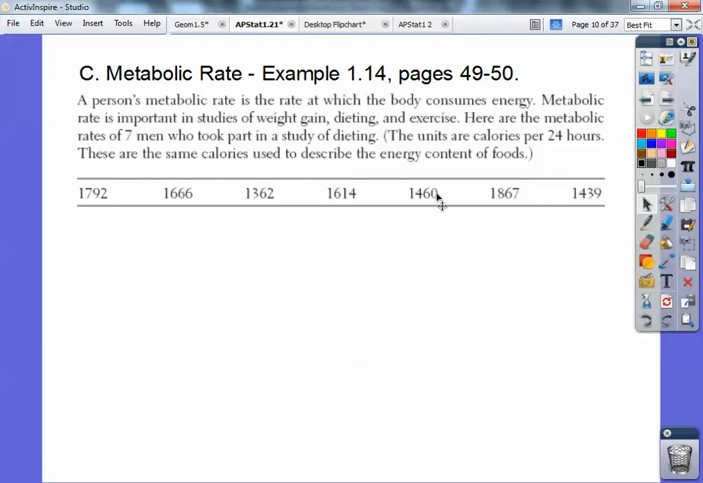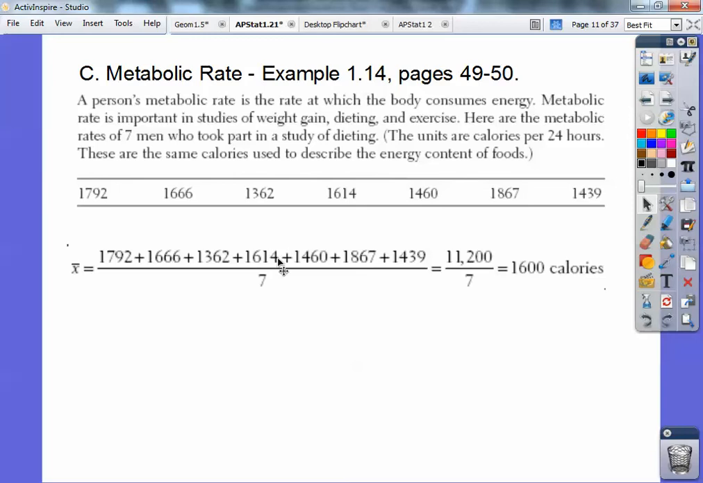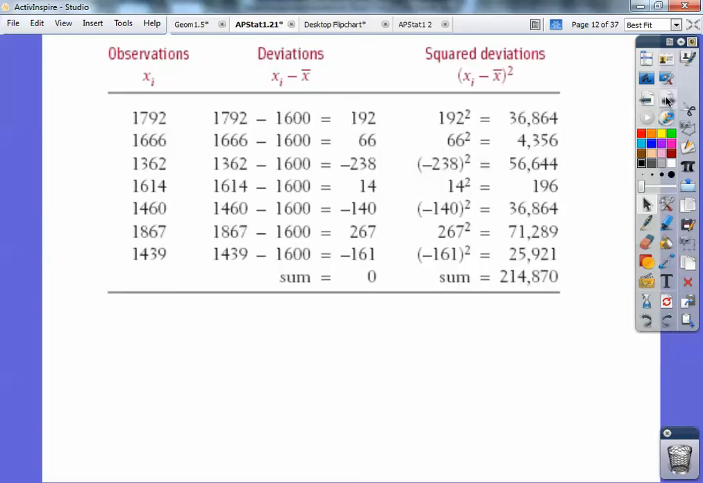Okay, so first thing I'm going to do is add all these numbers up and divide by 7 because there are 7 numbers. I need to find the mean. Okay, so here they are all added up, divided by 7, and you get 1,600 calories. That's the average of all those guys. So then I'm going to do 1792 minus 1,600 squared, plus this number minus 1,600 squared, plus this number minus 1,600 squared, plus dot dot dot, plus this number minus 1,600 squared. And then divide that by what? 6, because it's 7 minus 1.